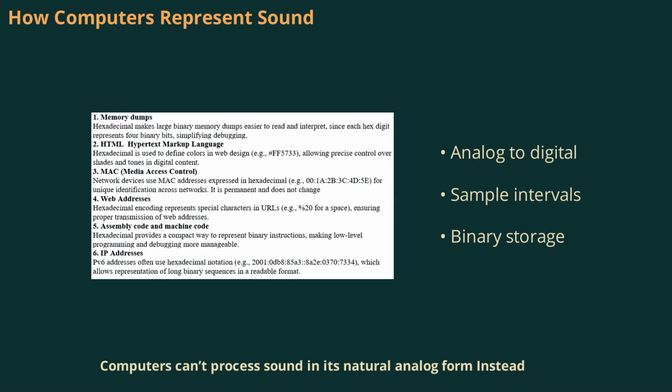Computers can't process sound in its natural analog form. Instead, sound is captured, often by a microphone, and converted into a digital signal using an analog-to-digital converter. The converter samples the sound wave at regular intervals, recording each sample as a binary number. This process allows computers to store and manipulate audio data efficiently.